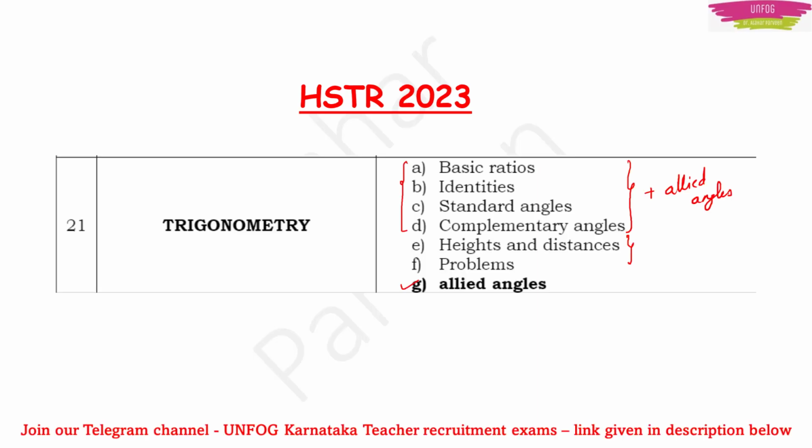In the previous class, we discussed all these topics: basic ratios, identities, standard angles and complementary angles. In this class, we will discuss allied angles and also many important and expected multiple choice questions based on these topics.